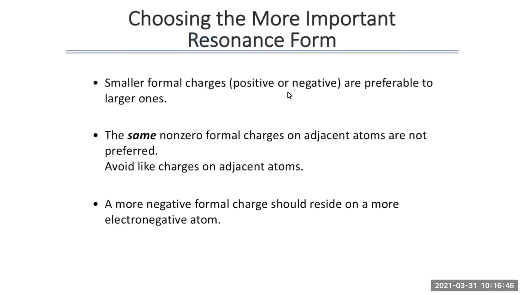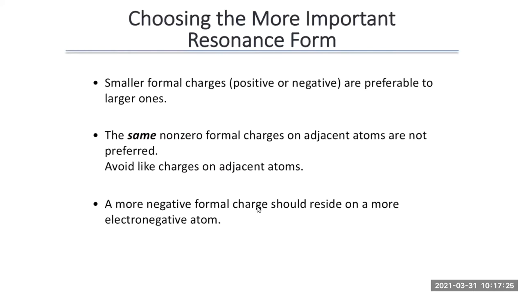And so a couple things to remember when we're choosing the most important resonance form. The smaller the formal charge, the better. We always prefer smaller formal charges over larger ones. Ideally 0, because that's the smallest number, but if we can't have 0, as small as we can get. The same non-zero formal charge on adjacent atoms are not preferred. So you wouldn't want two atoms next to each other with negative formal charges. Instead, you might want a 0 or a positive next to a negative formal charge.